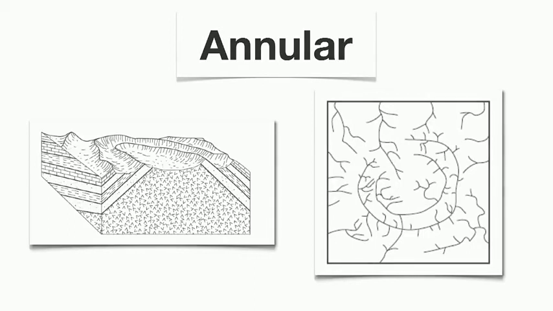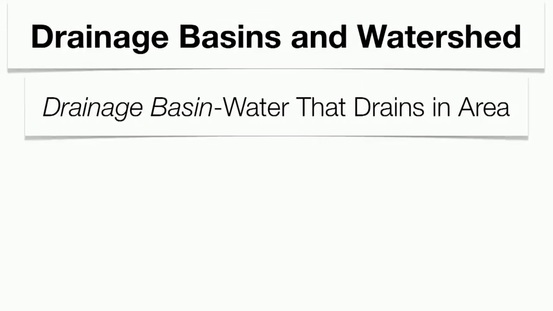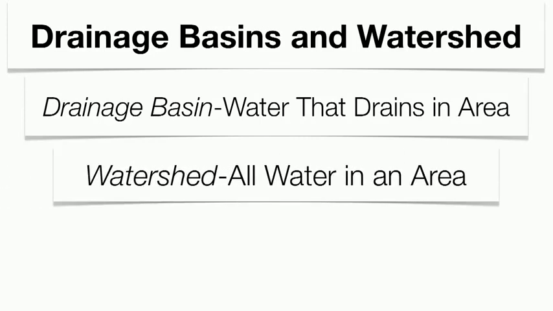The last part I want to talk about is what we call a drainage basin and a watershed. Basically, a drainage basin is just the water that's going to drain into an area. Usually with the drainage basin, you'll actually have a major body of water that the water drains into. So here in southern Westchester, some of the major drainage basins are going to be the Hudson River and maybe the Atlantic Ocean or the Long Island Sound. The watershed is basically all the water in the area that drains into the drainage basin.